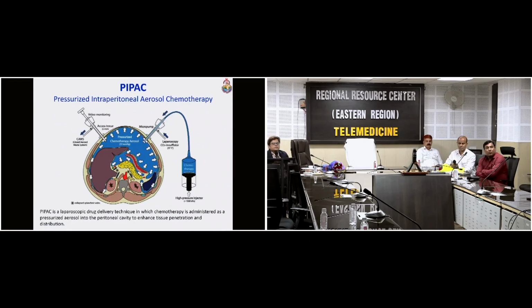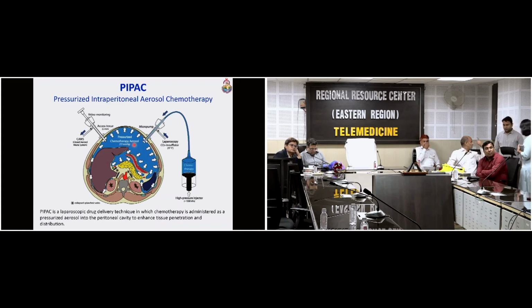So essentially what PIPAC means is pressurized intraperitoneal aerosol chemotherapy. As you can see in this diagrammatic representation, I can't see a cursor. Can we have a cursor here? No, the cursor won't show. But you can see that there is a pressure injector on the right side, in blue, through which the drug, which is chemotherapy, is injected into the peritoneal cavity after establishment of a normal CO2 pneumoperitoneum.